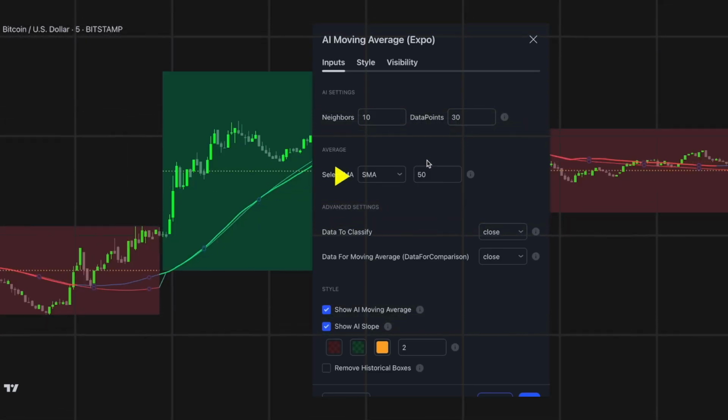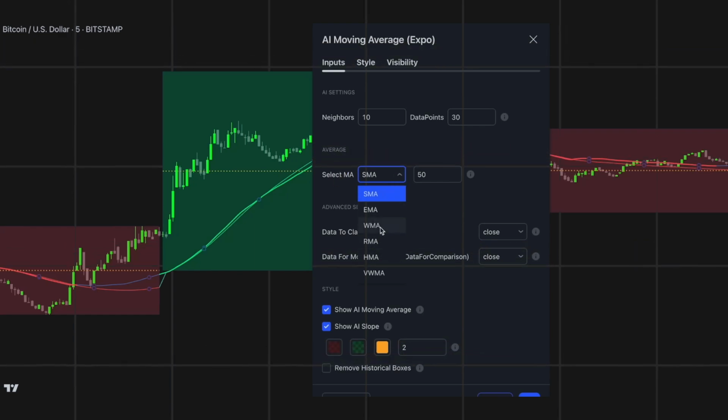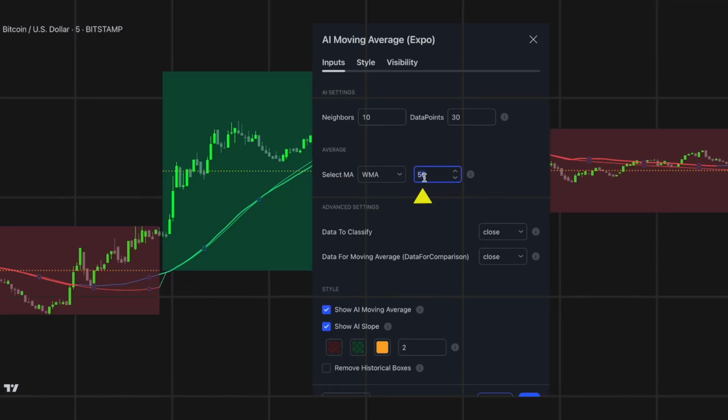The next step is to change the moving average type. Instead of a simple moving average, I recommend using the weighted MA. The most optimal length is 100.